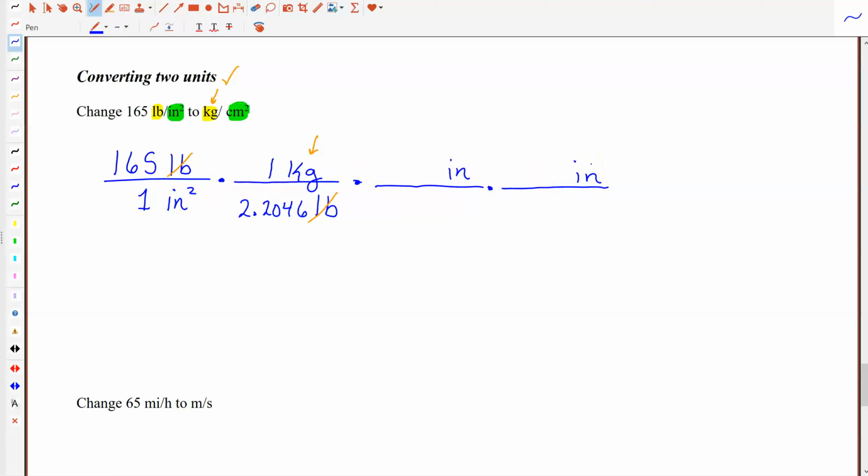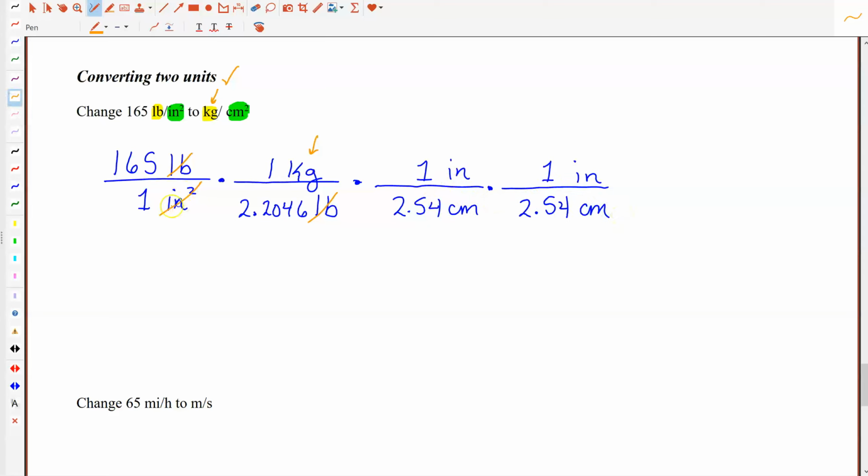Now I'm going to ask myself if I know a relationship between inches, which is what I'm in, and centimeters, which is what I want to go to. And the relationship is there's 2.54 centimeters in 1 inch. So next to my inch labels, I'm going to put 1, and in the denominator, I'm going to put my 2.54 centimeters. Because I'm not trying to just convert from inches to centimeters, but square inches to square centimeters, that's why we're going to do that fraction twice.